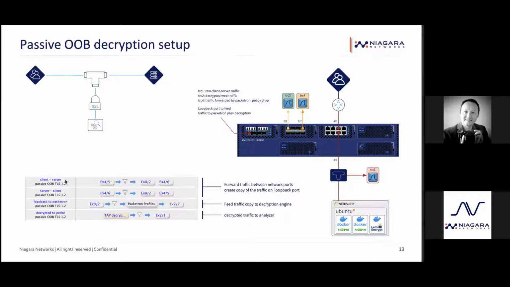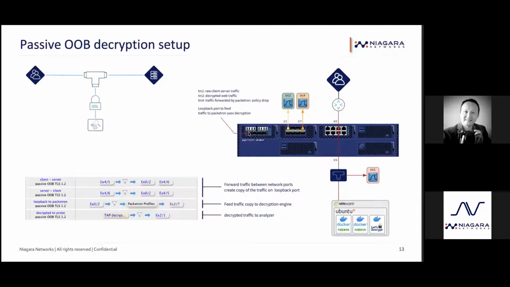So my client to server traffic, port 45, is going to port 46, and the server to client connection is going from port 46 to port 45. In order to send that traffic to the packet broker engine, what I used is just a loopback port. So I sent a copy to port 21. I just use a packet broker port. In future implementations, we can use an internal port as well.